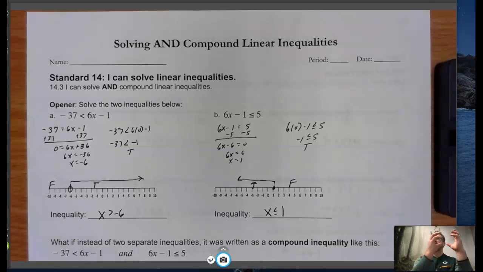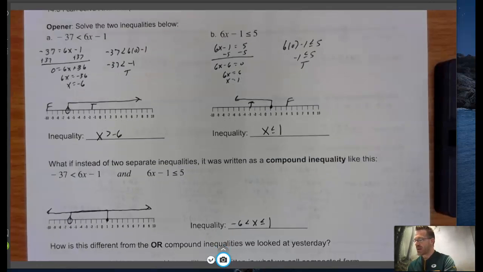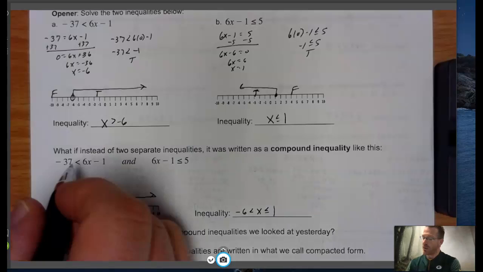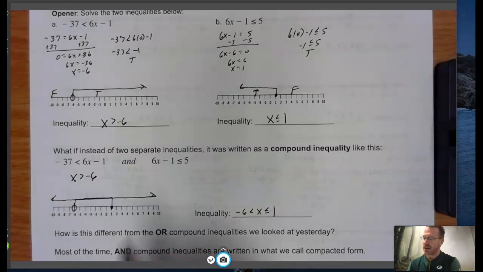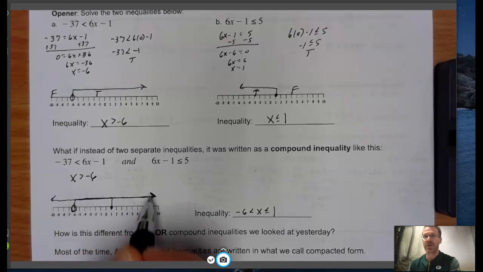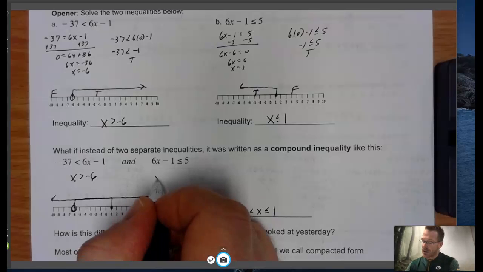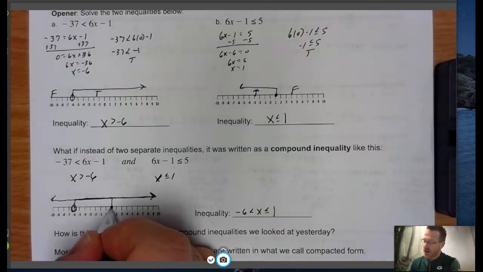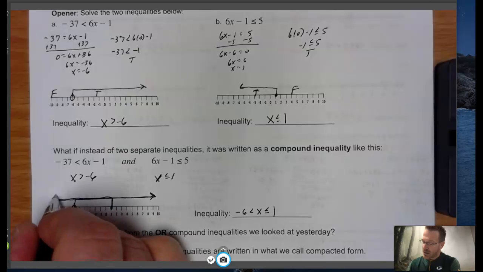Once again, these are just two independent problems. Like we talked about in the last video when we did OR compound inequalities, all we're going to do today is take those and put them together. Mathematically, AND means something a little bit different than OR, and I'm going to talk about that as we look at the results. If I take our work from above, x is greater than -6, and put it on this number line and shade to the right like this, and then take x is less than or equal to 1 and put that on my number line and shade, I get this.